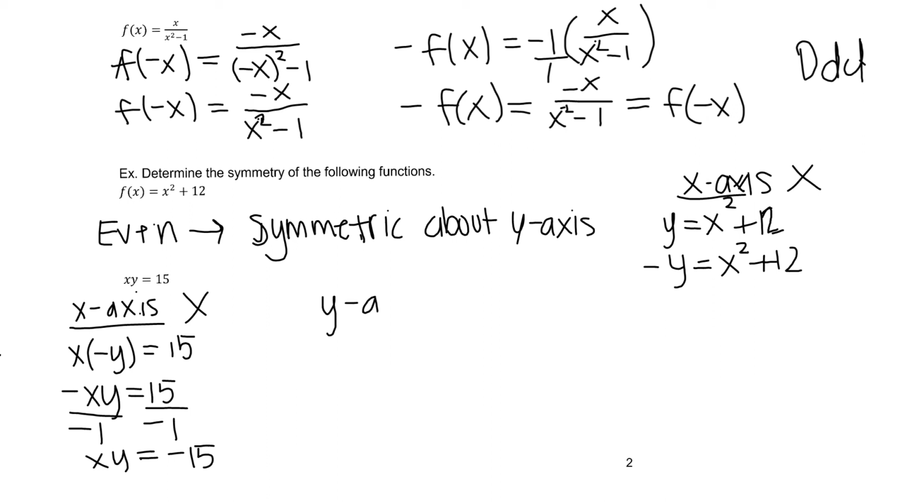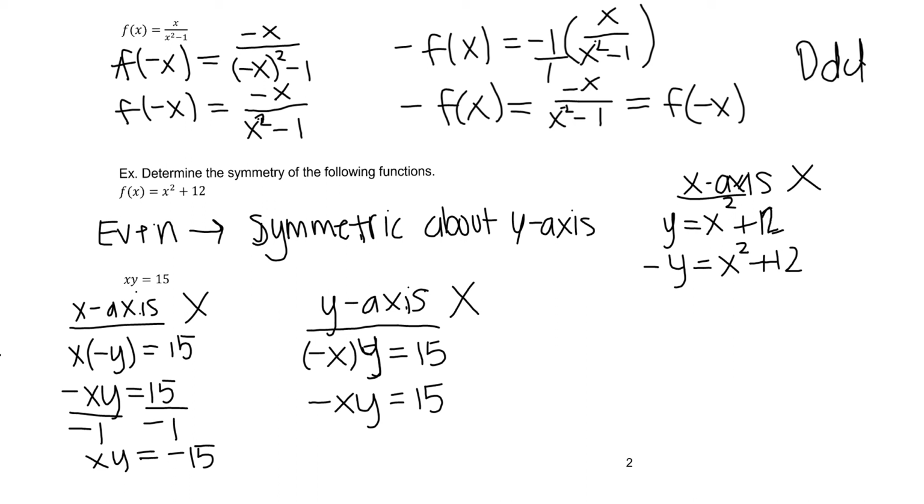Next, we'll check to see if it's symmetric about the y-axis. So y-axis symmetry, you replace x with negative x. So we're going to have negative x times y equals 15. Well, negative x times y is the same thing as negative xy equals 15. And as we saw before, this is the exact same thing we got from when we were testing for x-axis symmetry. So I know that it's not going to be the original function, so I know it's not symmetric about the y-axis. So last thing we have to check for is symmetry about the origin.